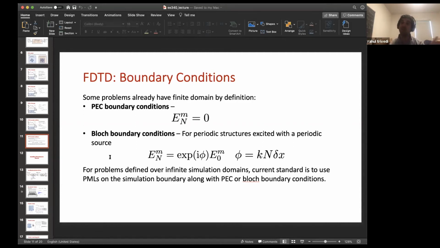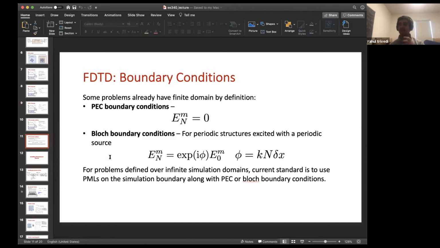With PMLs, you can in fact truncate at pretty small simulation sizes. In practice you basically just need half a wavelength around the device that you want to simulate. You don't even need to put many wavelengths. Just half a wavelength, and you put PMLs, and your simulations are pretty accurate. Of course, you need to fine tune that for specific problems, but they work pretty well.